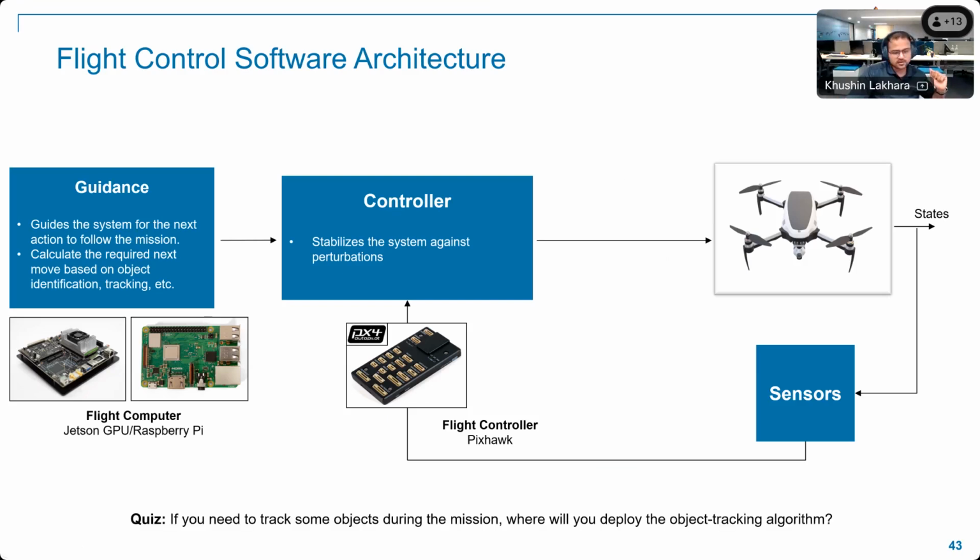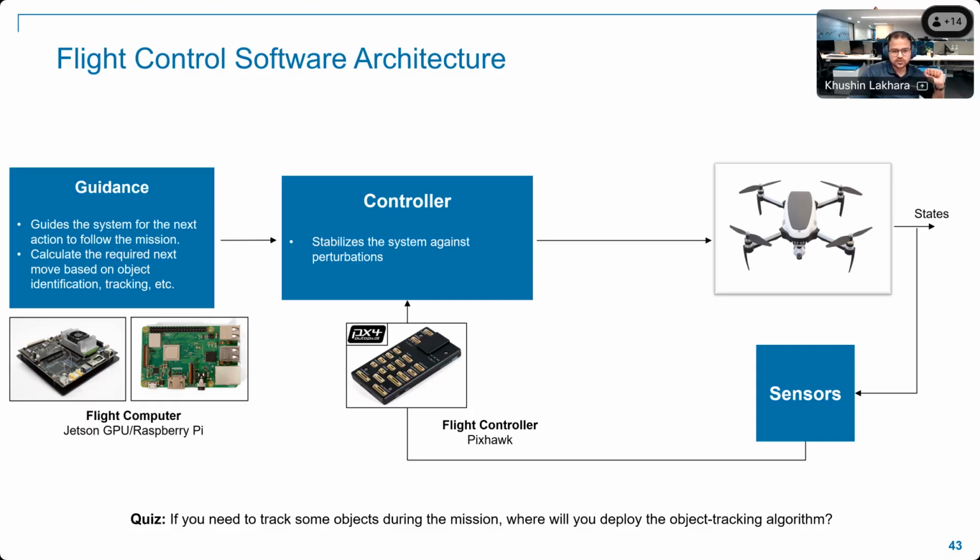So, okay, the small quiz. If you need to track some objects during the mission, where will you deploy the object tracking algorithm? It will go on a flight computer or flight controller. Just mention computer or controller in the chat. Is it flight computer or flight controller? Where will your object tracking algorithm go? Okay, most of you are saying it will go on the computer.